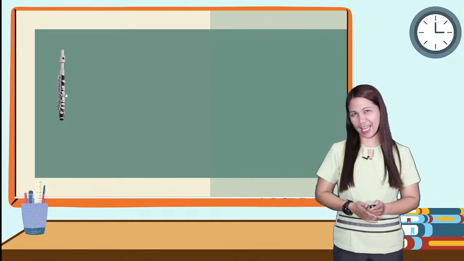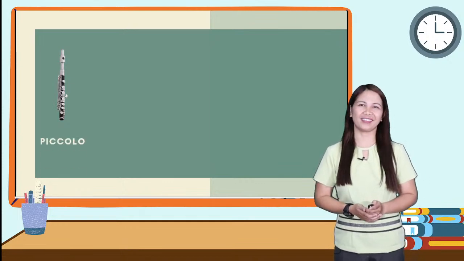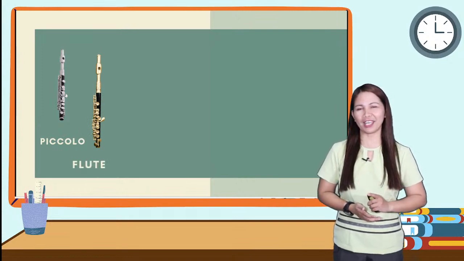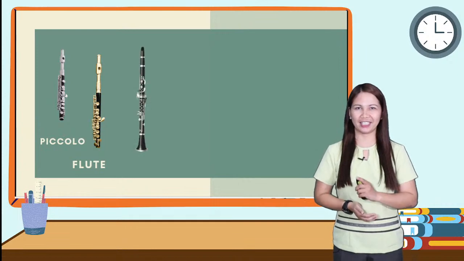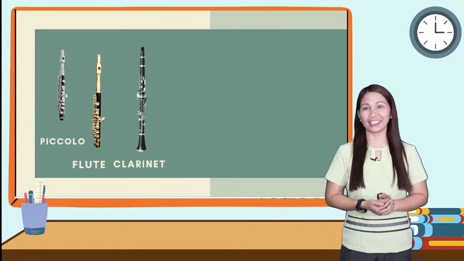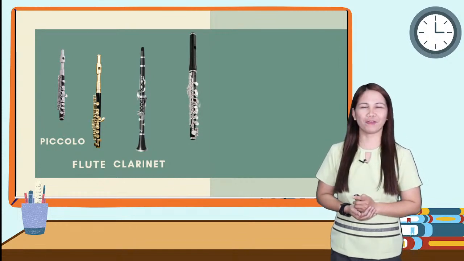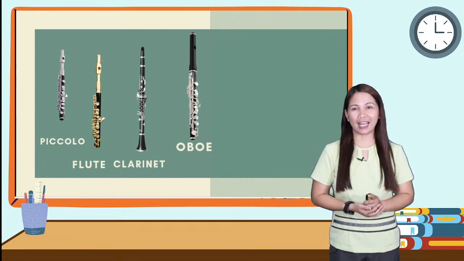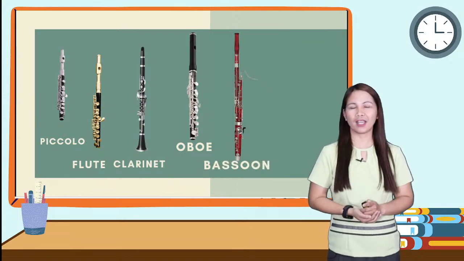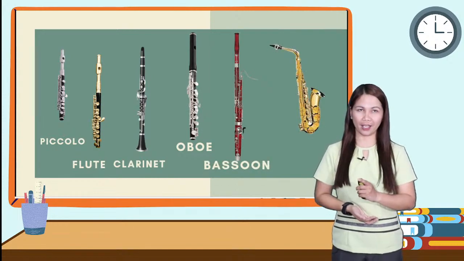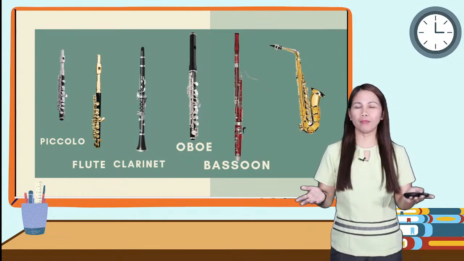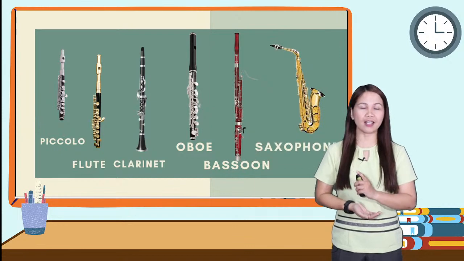So the first one is a piccolo. How about the second one? Any guess? I guess you're familiar with it. That is right, flute. How about the third one? Usually black. That is clarinet. How about the fourth picture? That is oboe. For the fifth one, that is bassoon. And for the last one, I guess this one is more common for jazz music. That is saxophone.